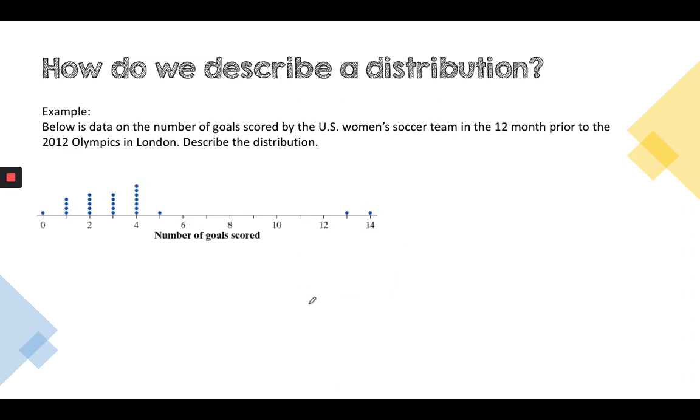So this is a dot plot. Below is the data on the number of goals scored by the U.S. women's soccer team in the 12 months, I should say, prior to the 2012 Olympics in London. And we want to describe the distribution.